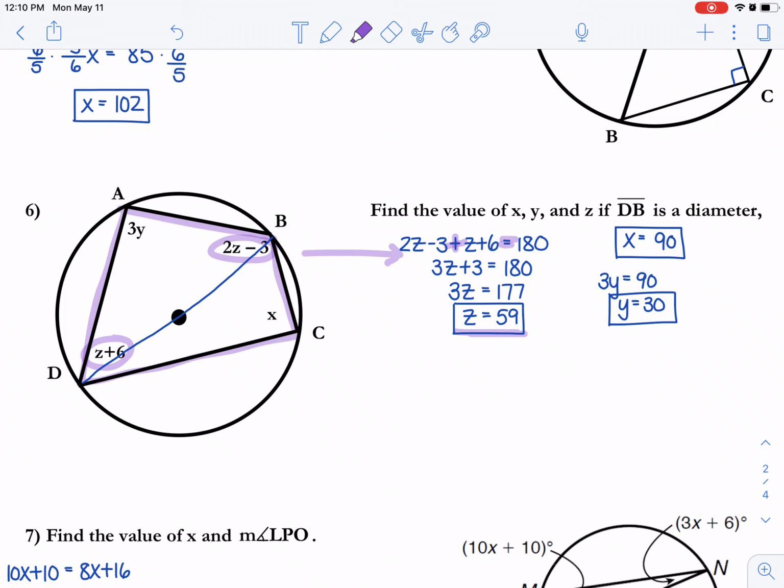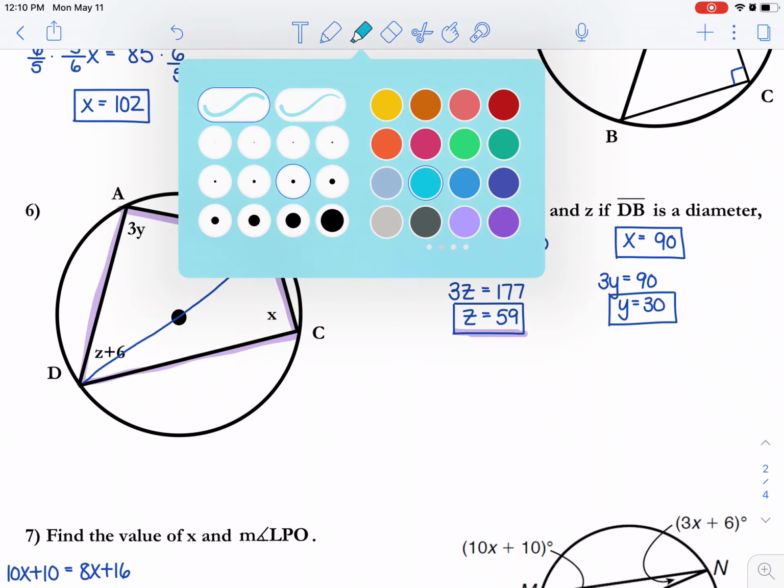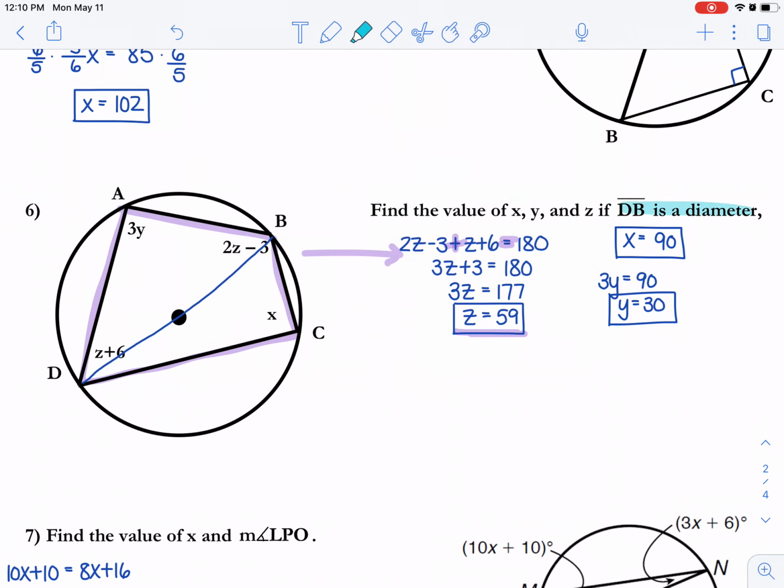So here, if we go back to the circle, these two opposite angles must also be supplementary, add to 180, but because they're different, adding them to 180 wouldn't really be helpful. We need more information. That other piece of information is that DB is a diameter. If we connect DB and it's a diameter, that means this is a semicircle.